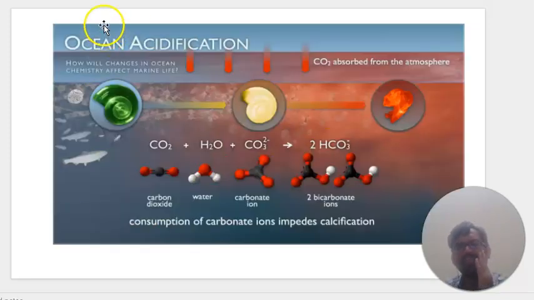You can see ocean acidification, how it will happen. Ocean acidification is also one of the major problems nowadays, and how it will be a problem for our culture. You can see the carbon dioxide reacts with water and carbonate to form bicarbonate ions. These come from the atmosphere, and this is how marine life contamination happens.